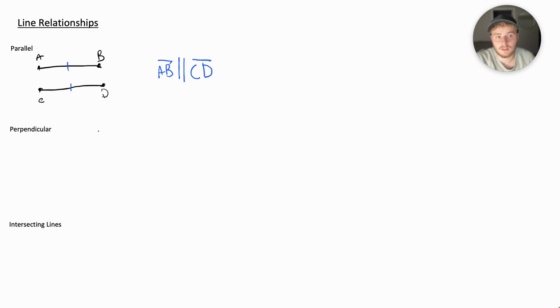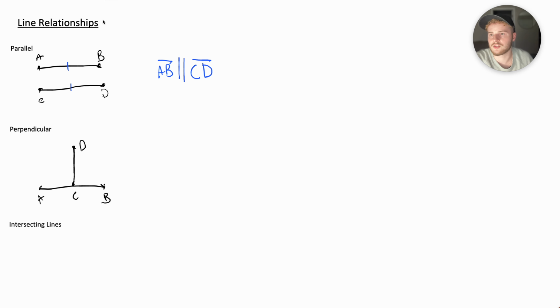Now, perpendicular lines are a little more interesting. So again, we're going to have two lines. Let's say we have a line A and B here. Now we're going to have a second line that goes off. We can draw it in the middle just so it's easy to look at. Let's say this one is CD.